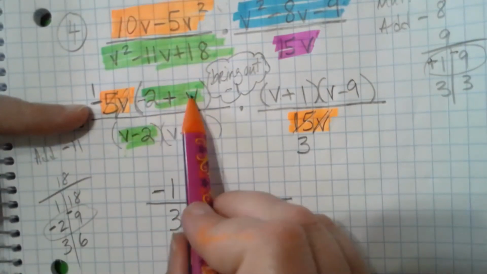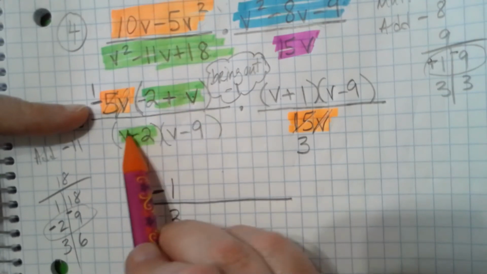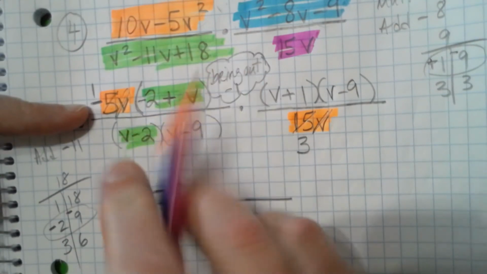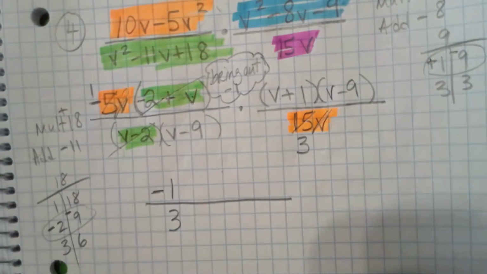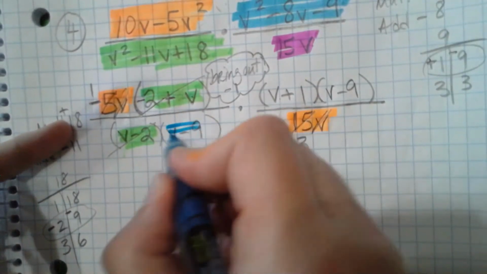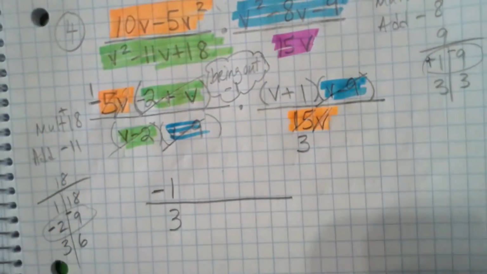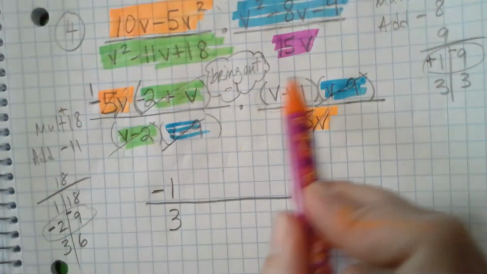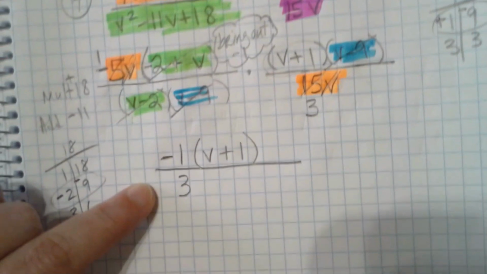And now these two parentheses are the same. A negative 2 and a positive v, a positive v and a negative 2. Those are the same thing, they're just flipped around. What else do we have in common? I see a v minus 9, v minus 9. So those are going to go away. And then we're left with this v plus 1 because there's nothing else that goes with that. v plus 1. Answer.